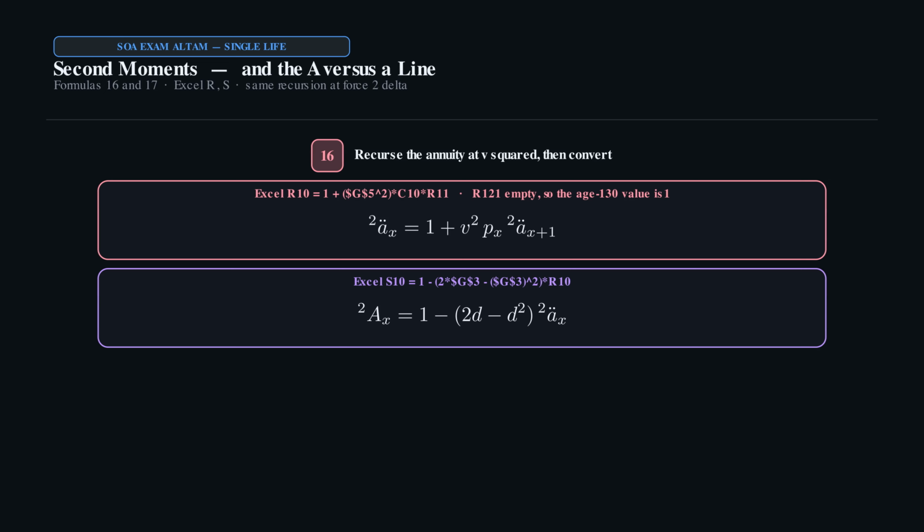2A equals 1 minus (2d minus d squared) times the second moment annuity. 2d minus d squared is 0.092971. At 20, 2A is 0.00580. Variance of present value insurance is 2A minus A squared once you need it.